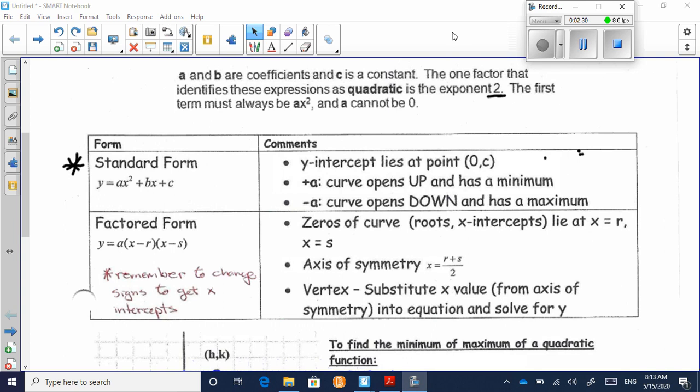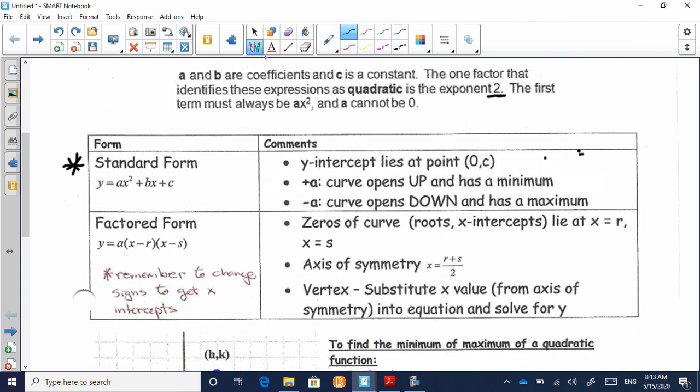Okay, a couple more things. If you look at the a term, here's the a term. Remember, it goes with the x squared. If it's positive, you know that the parabola opens up, so it'll be like this. And you know that if it's negative, it'll open down, so it goes like this.